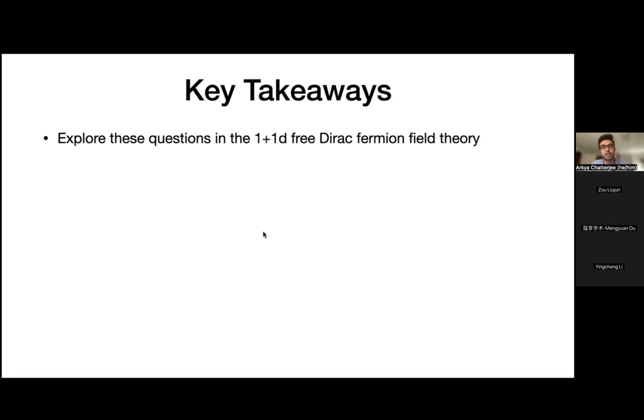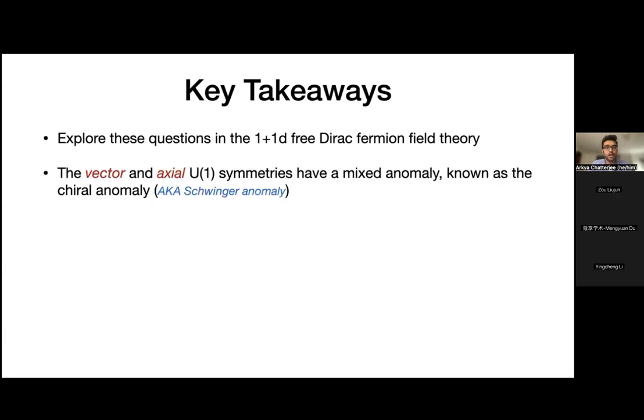in 1 plus 1 dimensions, which means one space and one time dimension. This field theory has two U(1) symmetries that go by the name of vector and axial. And there's a mixed anomaly between them. I'll elaborate on what that means. This mixed anomaly goes by various names. It's often known as the chiral anomaly, also known as the Schwinger anomaly after Schwinger, who first identified this.